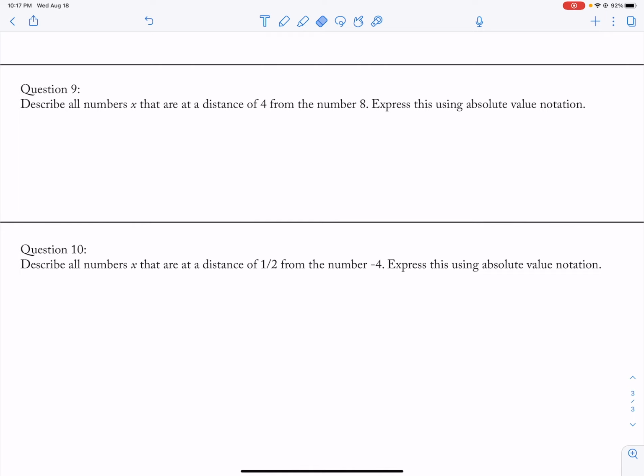Okay, let's take a look at number 9. When I look at number 9, I'm looking at describing all the numbers that are a distance 4 away from the number 8. So when I do this, I have 8 in the middle, 4 in one direction is 12, 4 in the other direction is 4. So absolute value is the distance away from the 0 point, and so that is at 4. Because I'm going both directions, I'm getting this closed interval that's here.